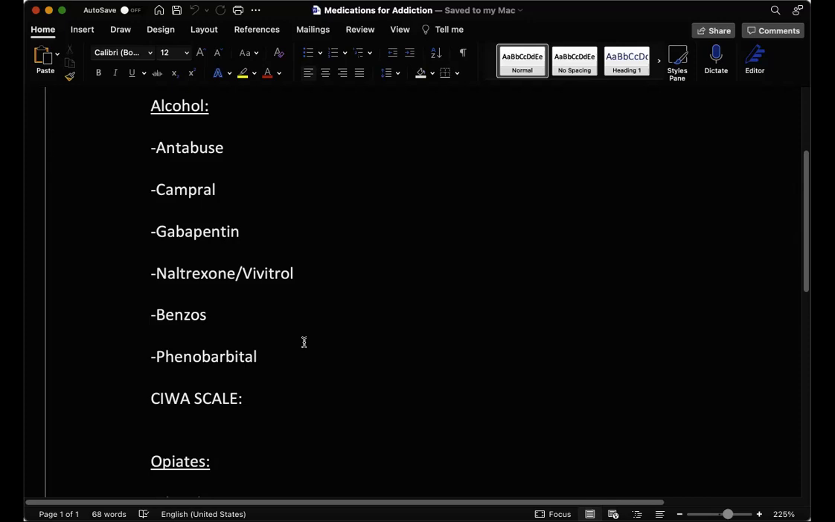Now, how do we detox off alcohol? We give you benzos. And so some people look at me like I have 18 heads, like, why would you give them something that's going to the same receptor that you just explained to me, and you're giving them the same thing? You're just supplementing one for another. Of course I am, because I'm keeping them safe.